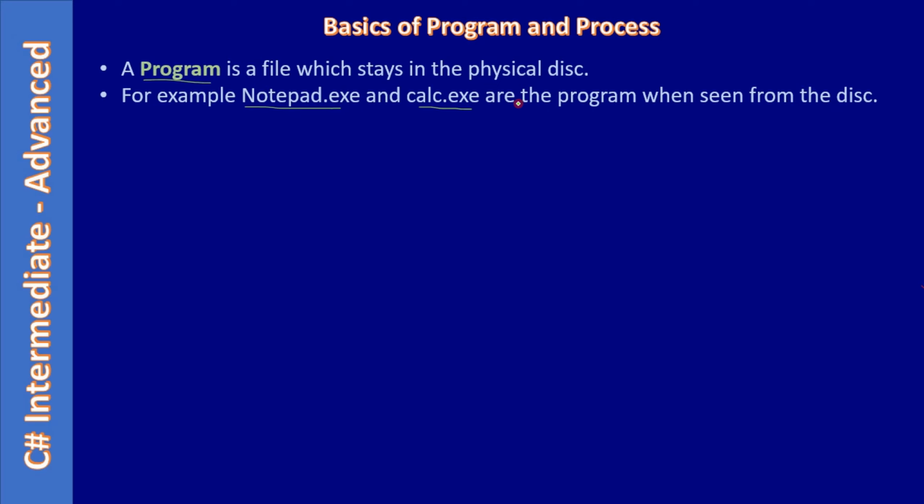We know that these programs exist in Windows System 32, or inside the Windows installation location you can see these two programs. There are many other programs. Here we just take a notepad and calculator. When seen from the disk, people usually call these executables a program.